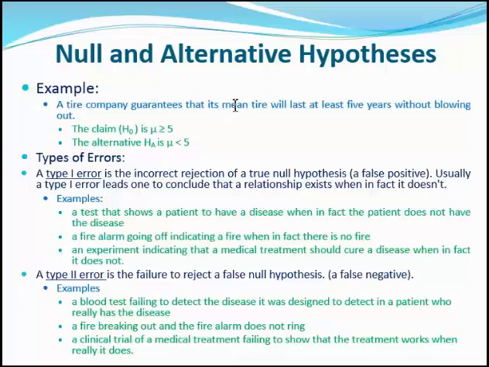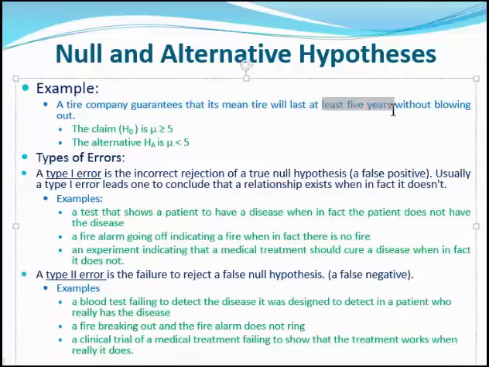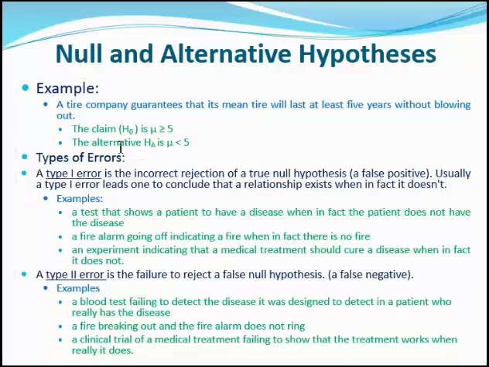So let's take a look at some word-based examples. A tire company guarantees that its mean tire will last at least 5 years without blowing out. So what is our claim? What is our null hypothesis? That the mean is greater than or equal to 5, 5, of course, being years. It will last at least 5 years, which means the mean is greater than or equal to 5. So what's our alternative hypothesis? What's the other possibility? The other possibility is that it's less than 5 years. Because if it's less than 5 years, then my null hypothesis is false. If it's not less than 5 years, then by definition that means that my null hypothesis is true. And there are two different types of errors that can be made when you're making an assertion of a hypothesis.